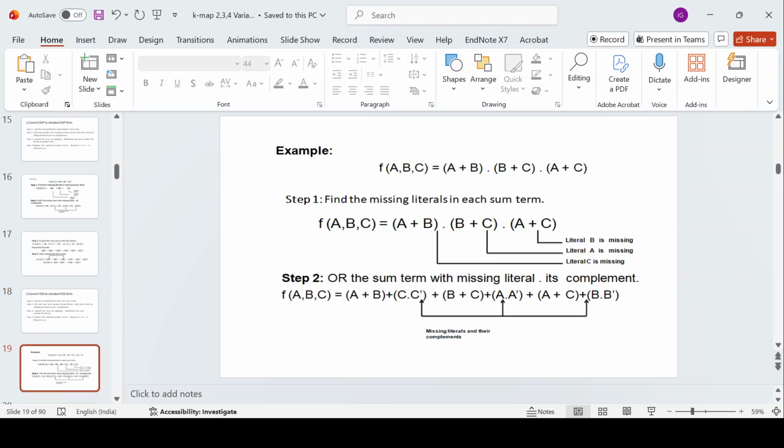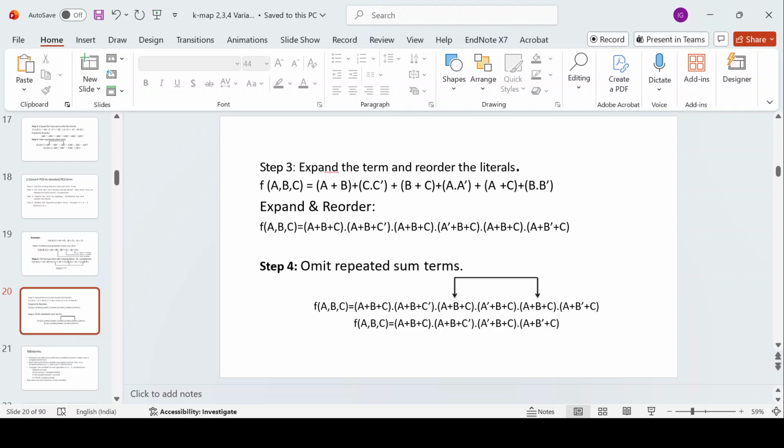So the given function F equals (A plus B) into (B plus C) into (A plus C). In each term we have missed one literal. In the first term C was missed, so we have to OR that C and its complement, that is C dash. So we have to add the term A plus B plus C into C dash. The next step is we have to expand that. After expanding, we can reorder all the literals as per order.